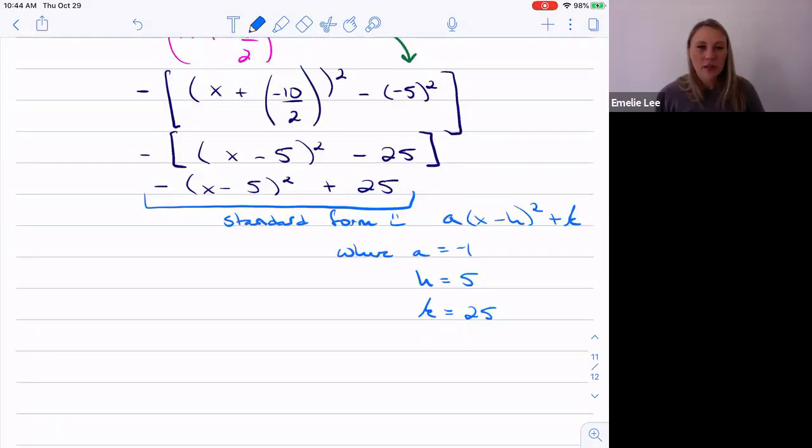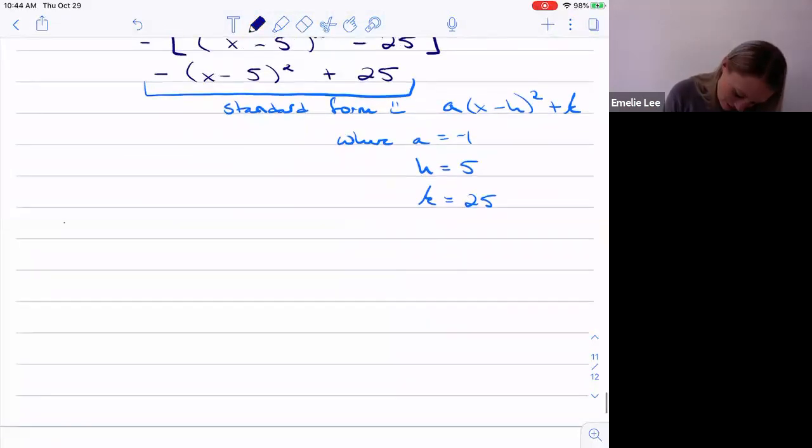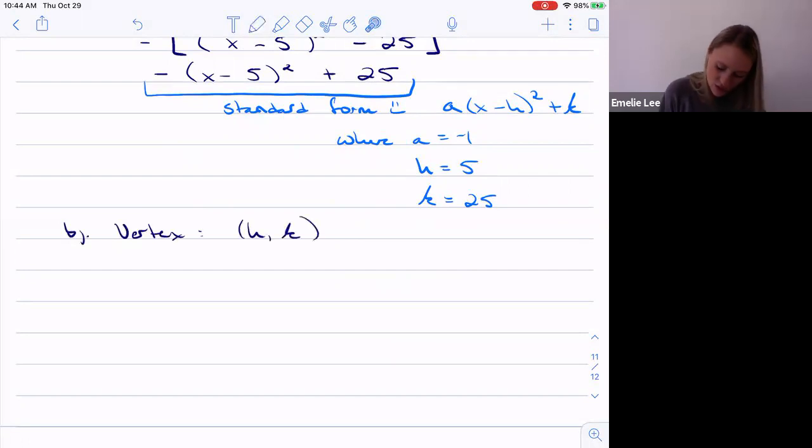You can check your work. I'm not going to. I'm feeling good, and also because I want to finish this question before the end of class. So now we're going to find the vertex. The vertex is at (h, k). What's so nice about having it in standard form is that we already know where the vertex is. So it's at (5, 25).